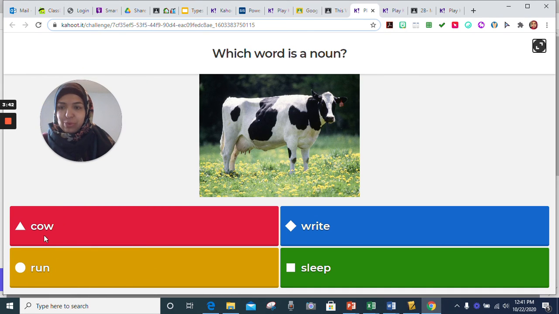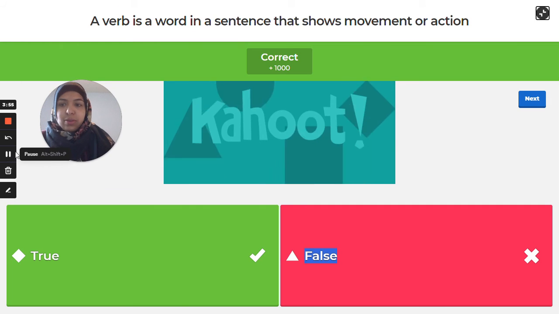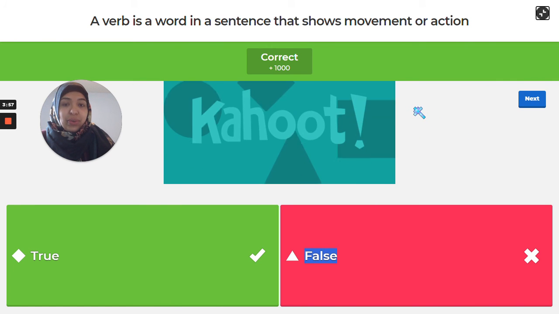Oh, here it is. I can move this. So if you clicked on cow is a noun, run, right, sleep. Okay, it's not moving right now. Click on cow. So you are going to go through the questions one by one and hit next, and it would show you if you did it wrong or correctly.